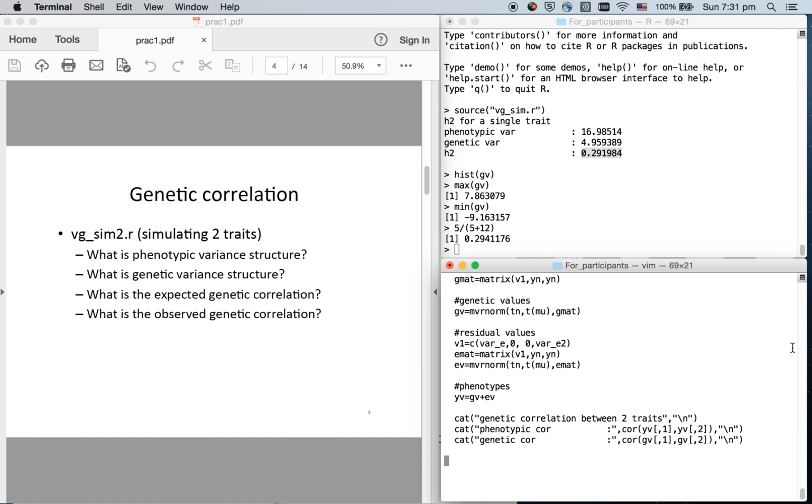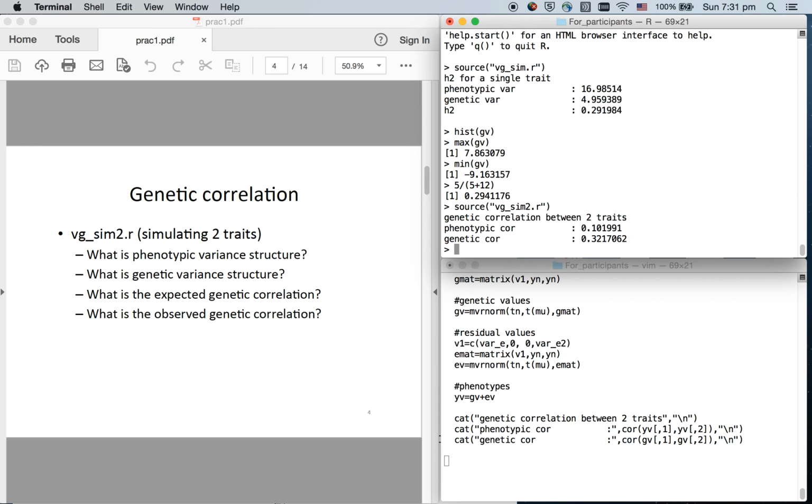Then let's run this code, using the same source and the second tree. As you can see here, this YV is not a single vector. It is a matrix, with the number of records by 2, the first trait and second trait. So there is a correlation between the first trait and second trait for the phenotypes, and this is the correlation between the first trait and second trait for the genetic value, right? In this code, it shows the phenotypic correlation is 0.1 and the genetic correlation is 0.3. So this is the answer for the question.